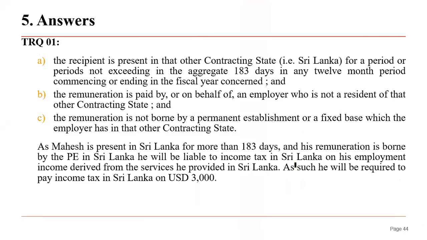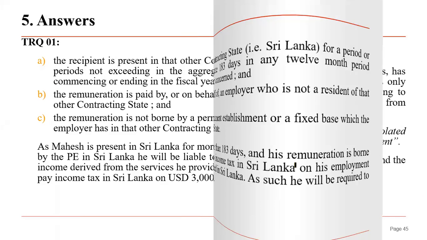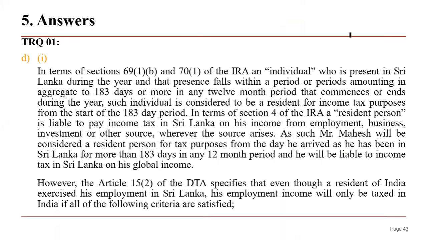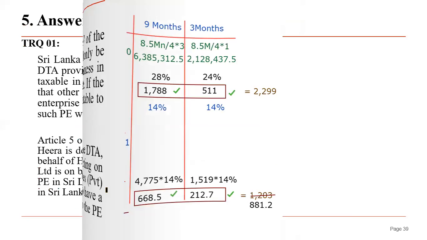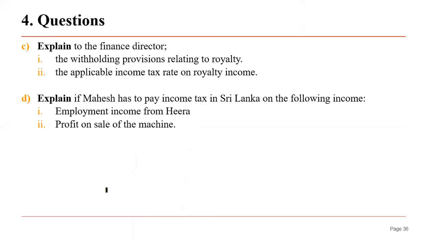Then we are at the final two questions. We have only two final questions, and we'll finish up after this. Then the applicable income tax rate we also discussed. The applicable income tax rate is 28. With the recent changes, it is 24 for the last 3 months.